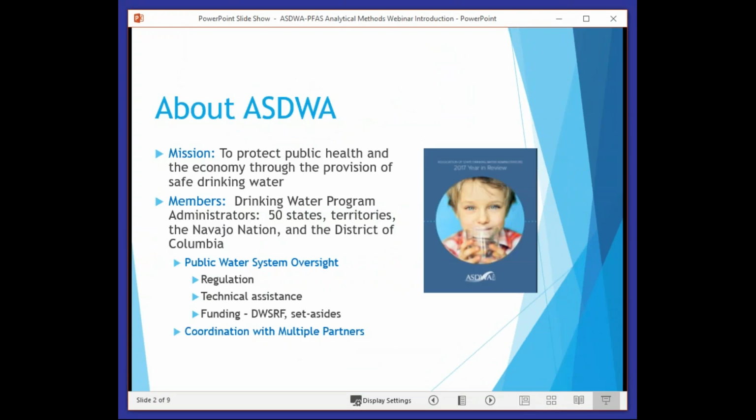So for those of you who don't know about ASWA, our mission is to protect public health and the economy through the provision of safe drinking water. Our members are the Drinking Water Program administrators from the 50 states, territories, the Navajo Nation, and the District of Columbia. And they provide public water system oversight in the form of regulation, technical assistance, and funding, and coordinate with multiple partners.